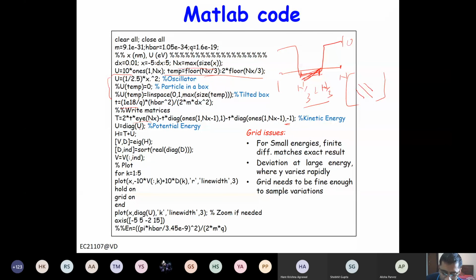Then u is again a diagonal matrix, where all the diagonal elements are the potentials u, right? Then your H matrix is T plus U. Then you get those eigenvalues. Then you can plot it, right? So that you can see the plot here. As an axis, you can strip from -5 to 5, so that you get only the wave function in this range, -5 to 5.